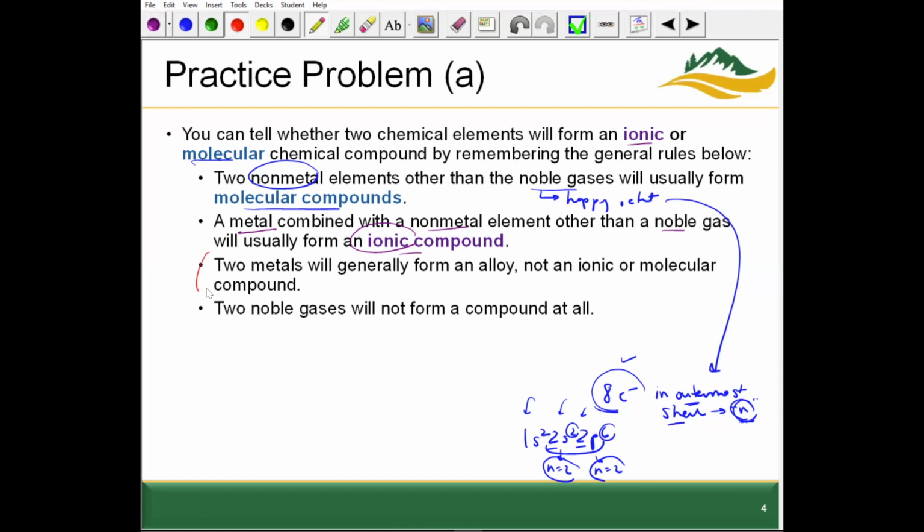Then we haven't talked as much about 2 metals, but 2 metals will generally form an alloy. So a blend or a combination of different metals. They're not classified as either ionic or molecular. They're just an alloy or a 2 metal kind of compound. So alloys are sort of in their own class. They're combinations of metals. And then 2 noble gases will definitely not form a compound. Just 1 noble gas can form a compound with another non-noble gas, but 2 noble gases together, they definitely will not form a compound. That would be extremely rare.